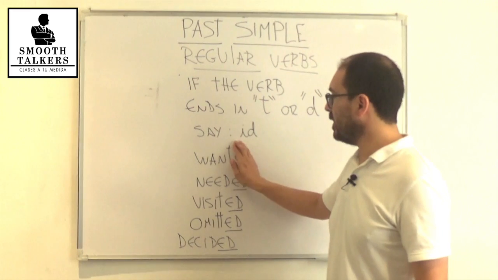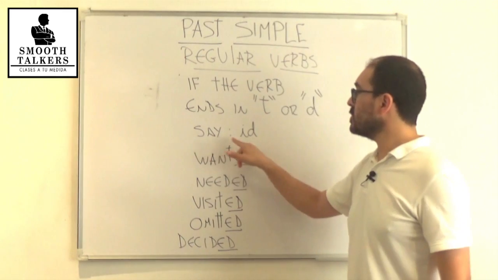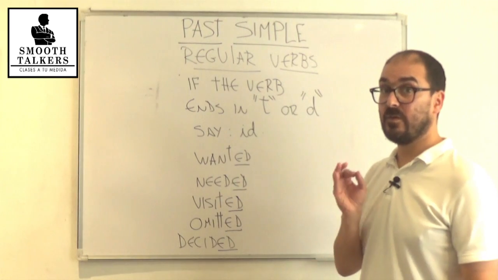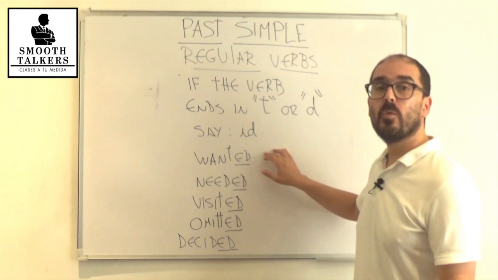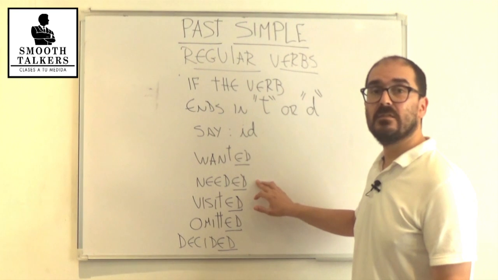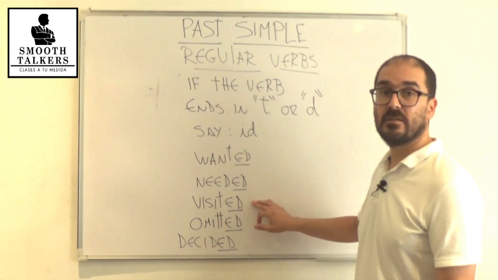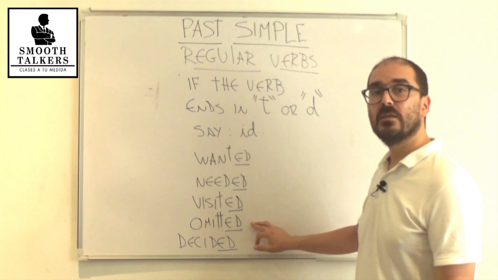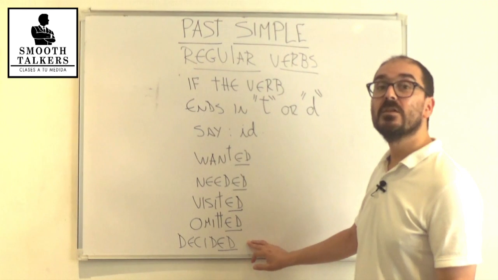So in this case, when the original verb ends with a T or a D, we're going to say id, not ed, okay? Id, very short and sweet. So the pronunciation here is wanted, wanted, needed, needed, visited, visited, omitted, omitted, decided, decided.